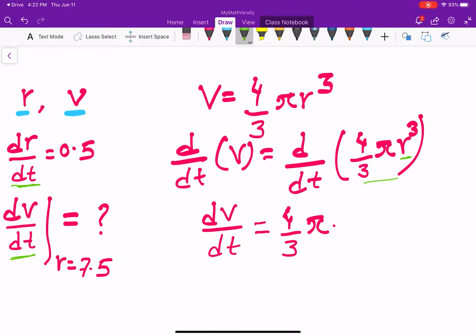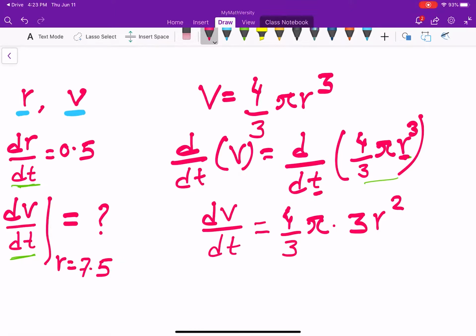But what is the derivative of r cubed? By using the power rule, the derivative will be: bring the power down, which is 3, write down r as it is, subtract the power by 1, so 3 minus 1 will be 2, okay? But that is only if we differentiate with respect to r. But here, we are differentiating with respect to t. So what do you need to do?